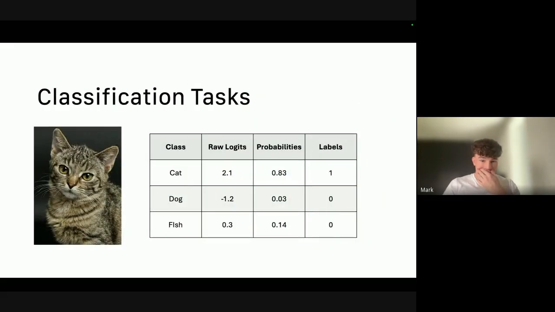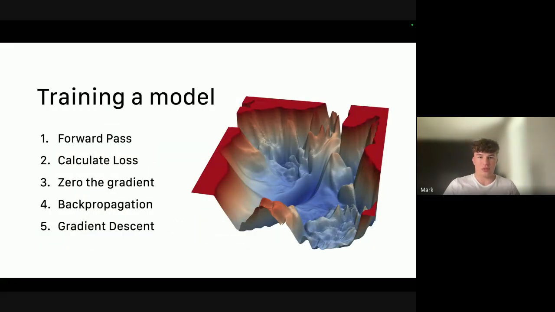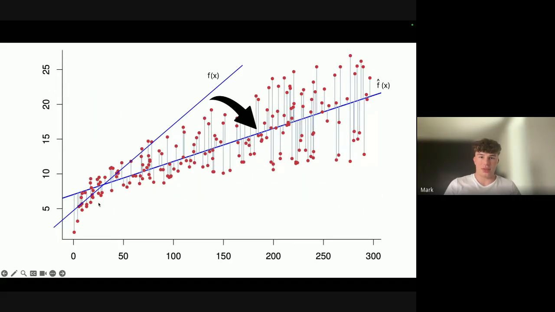So for classification tasks, this works for linear regression, right? Like this. But for classification tasks, you obviously don't want to model a number to another number.